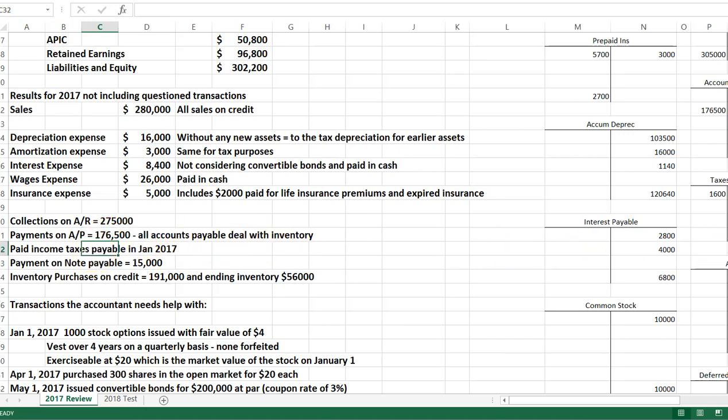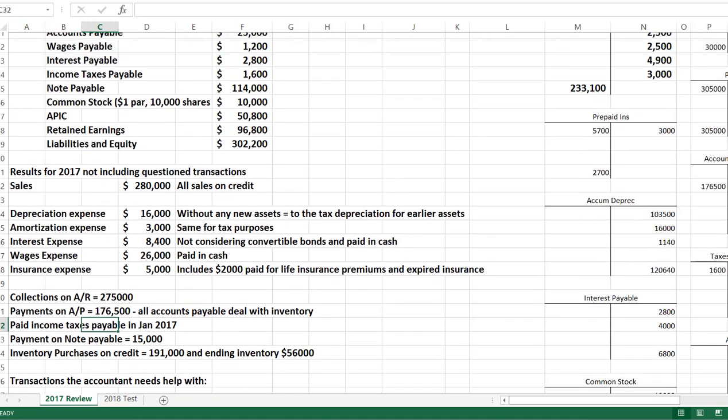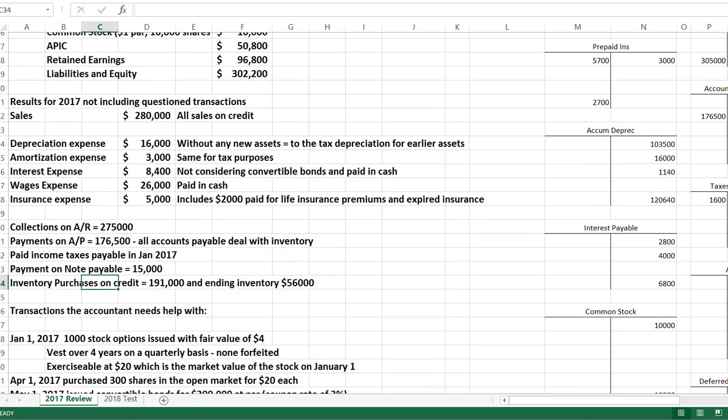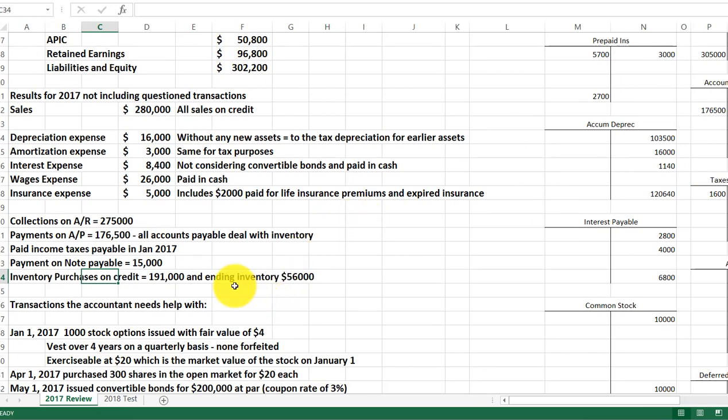When we pay our income taxes payable, we're going to go up here, find out our income tax payable is $1,600, debit that and credit cash $1,600. Make a payment on the note, debit note payable and credit cash. And when we buy inventory, we're going to debit inventory and credit accounts payable. And our ending inventory is 56,000.